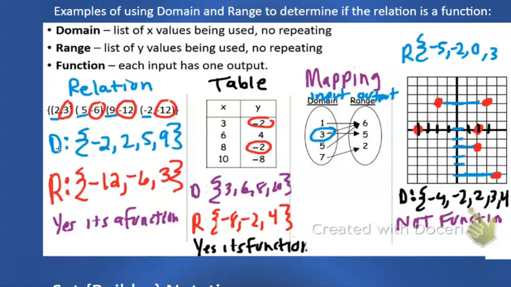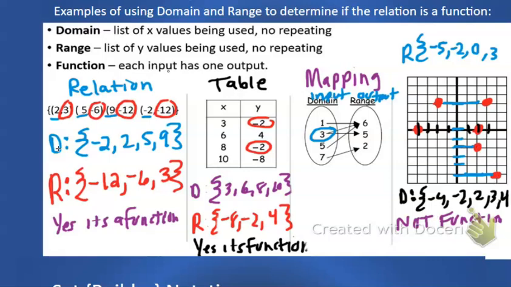In this table, the domain values are the 3, 6, 8, and 10. It's the x values. For this mapping diagram, the domain would be the input values. They are the ones without the arrow. It's the side without the arrow. And then this one is a discrete graph. The domain is each of the x values of these coordinate points.